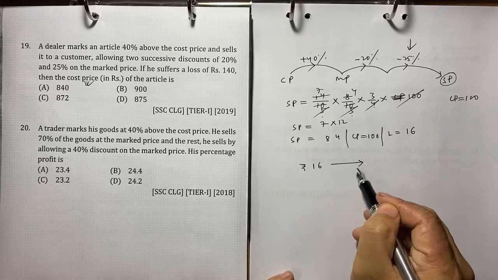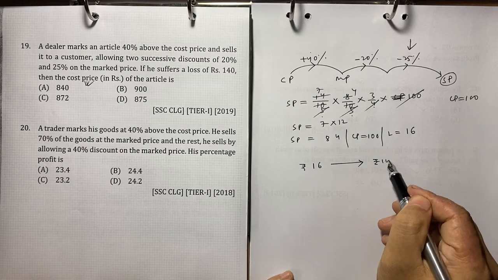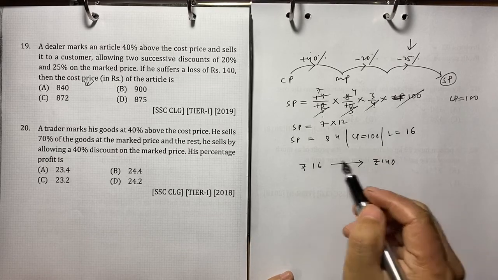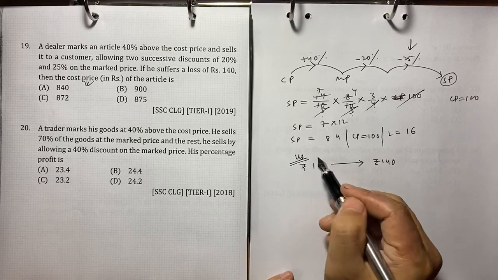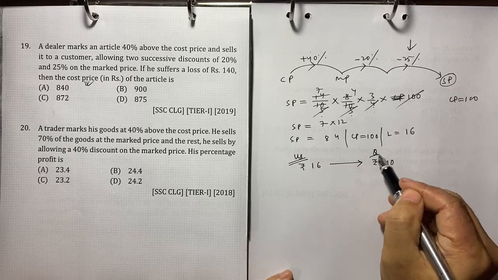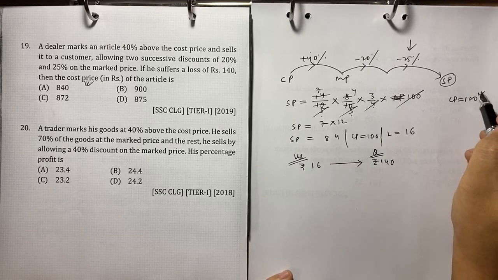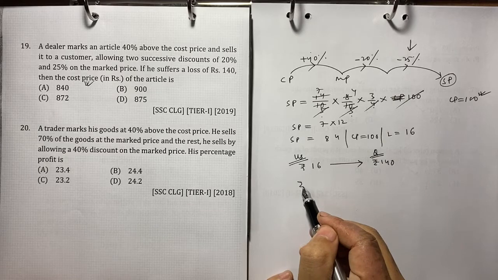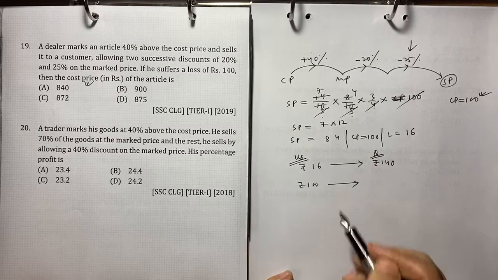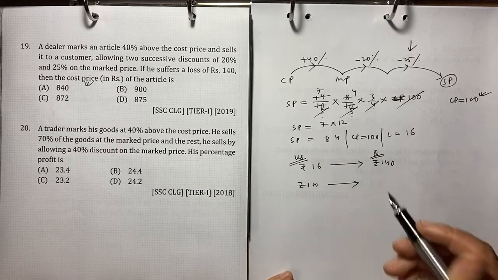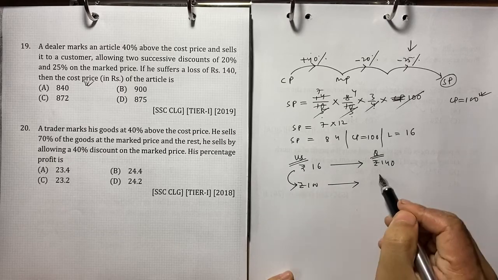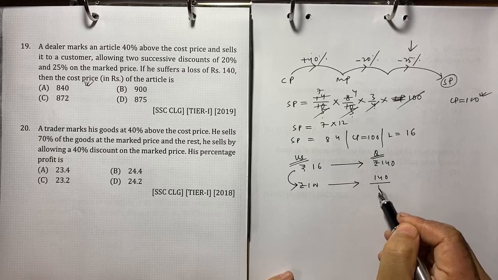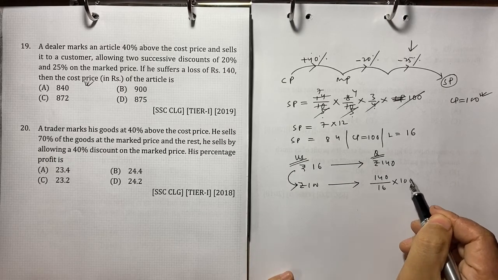But the question gives a loss of 140 rupees. So the question is asking us to find the cost price. Here we use the unitary method. When cost price is 100 rupees, loss is 16 rupees. For the question, using the unitary method, it will be 140 divided by 16 into 100.